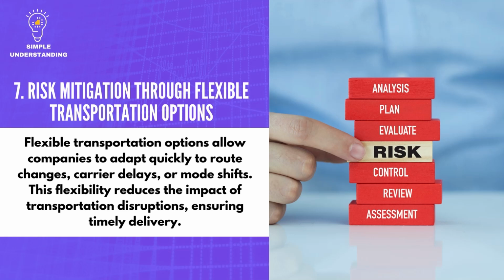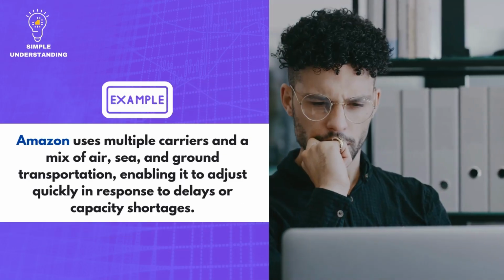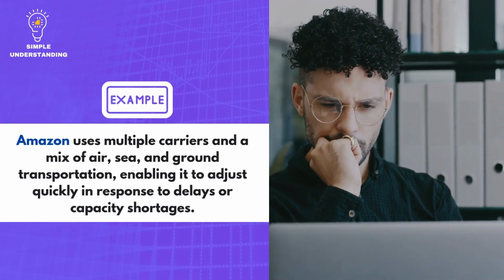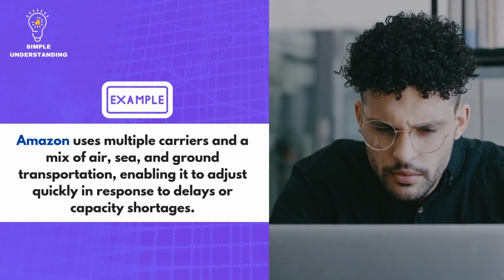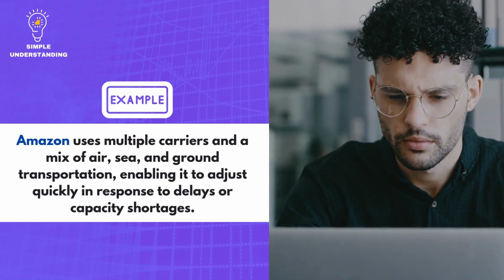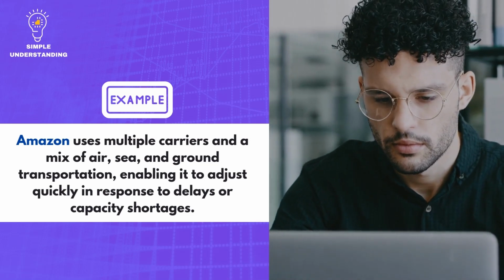7. Risk mitigation through flexible transportation options. Explanation. Flexible transportation options allow companies to adapt quickly to route changes, carrier delays, or mode shifts. This flexibility reduces the impact of transportation disruptions, ensuring timely delivery. Real company example. Amazon uses multiple carriers and a mix of air, sea, and ground transportation, enabling it to adjust quickly in response to delays or capacity shortages.